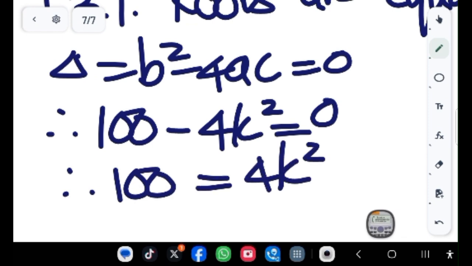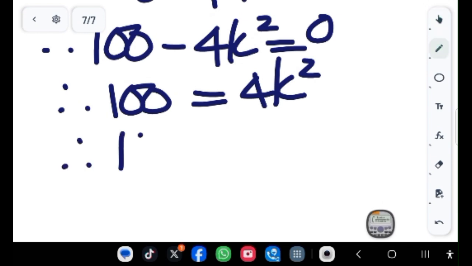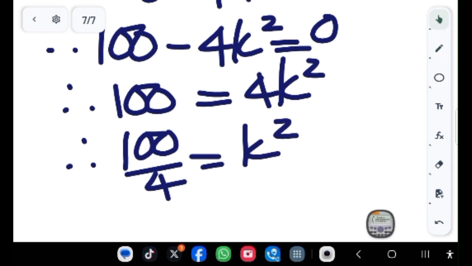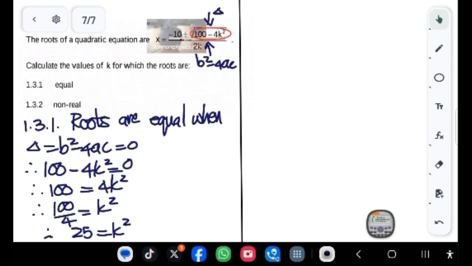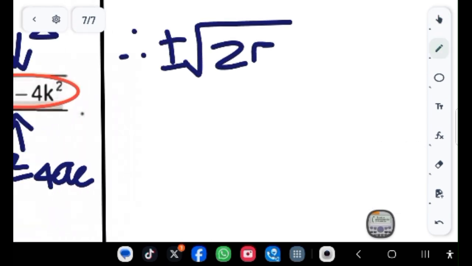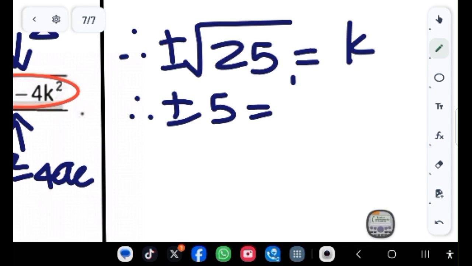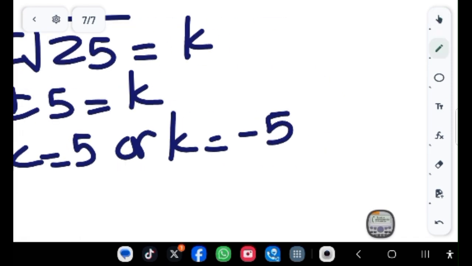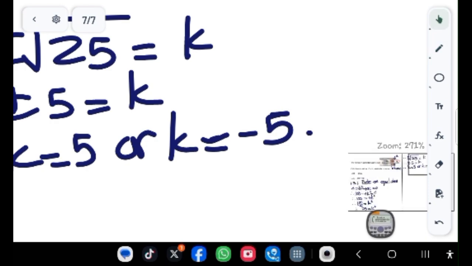4k squared, divide both sides by 4. And that will give us 25 equals k squared. Now to find k, plus or minus the square root of 25 will equal k, meaning plus or minus 5 equals k. So k equals 5 or k equals negative 5 for the roots to be equal. Either this or that.